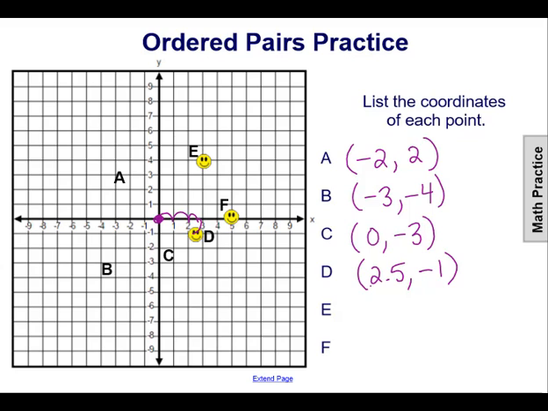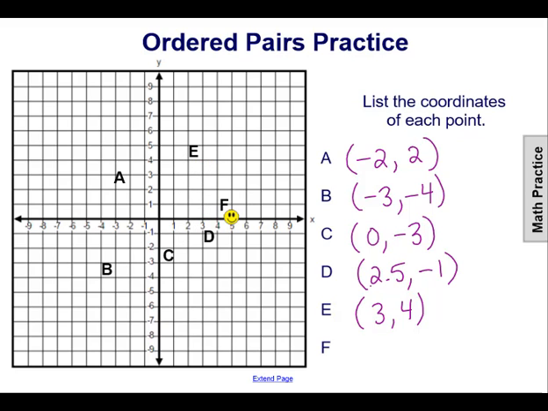Now let's find the coordinates for point E. Point E is to the right and up from the origin. It is 1, 2, 3 units to the right, so our first number, the x-coordinate, will be a 3. And it is 1, 2, 3, 4 units up, so our second number will be a 4. So the coordinates for point E are 3, 4.